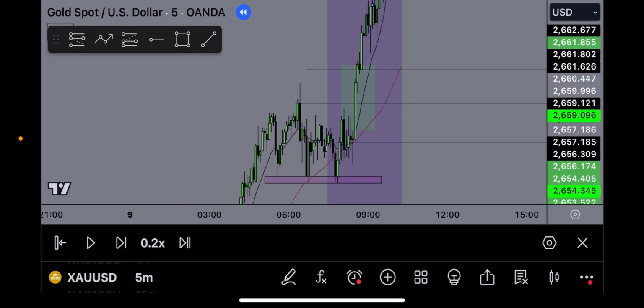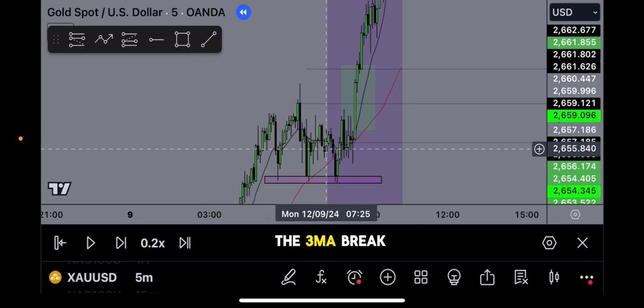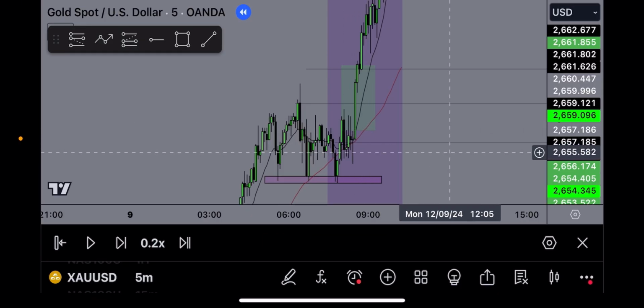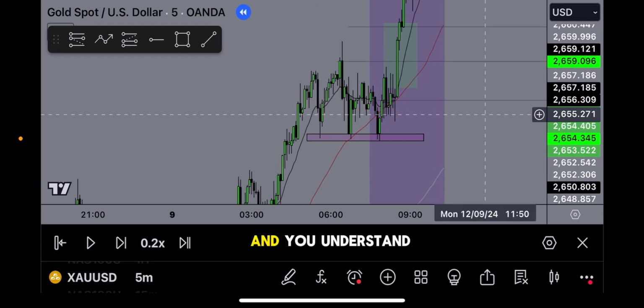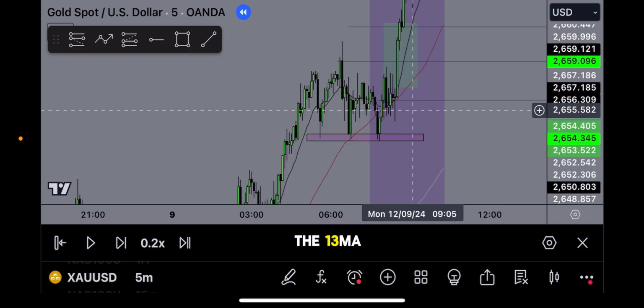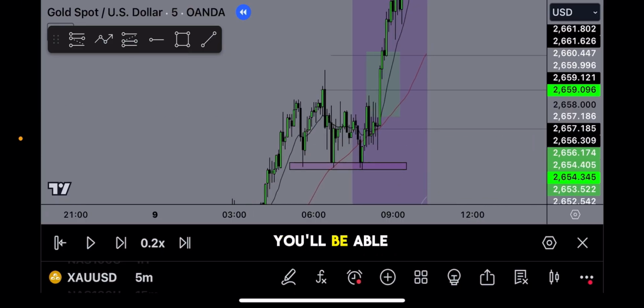And that is the 3 MA breakout strategy. It's pretty simple. Once you start understanding supply and demand, and you can see supply and demand, you understand price action, and you understand the 13 MAs, right? You'll be able to see this strategy play out a lot, all right?